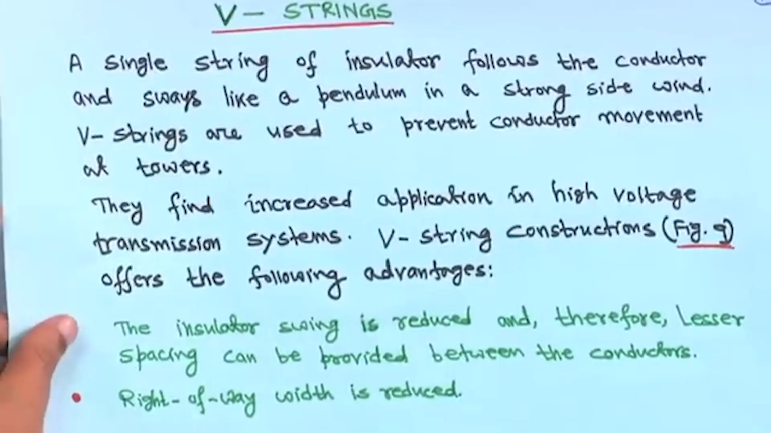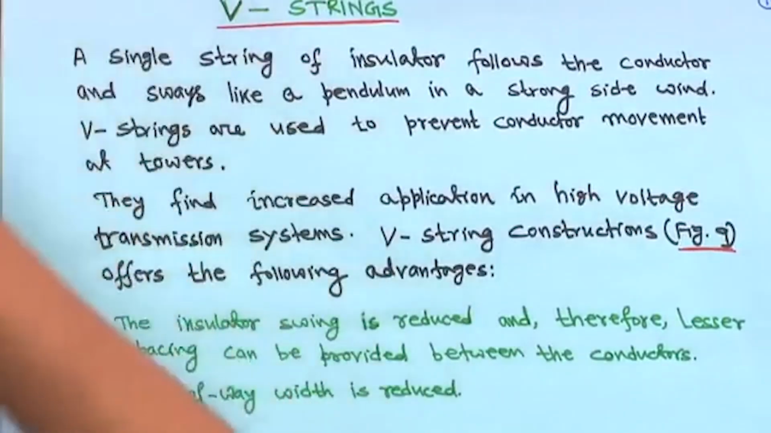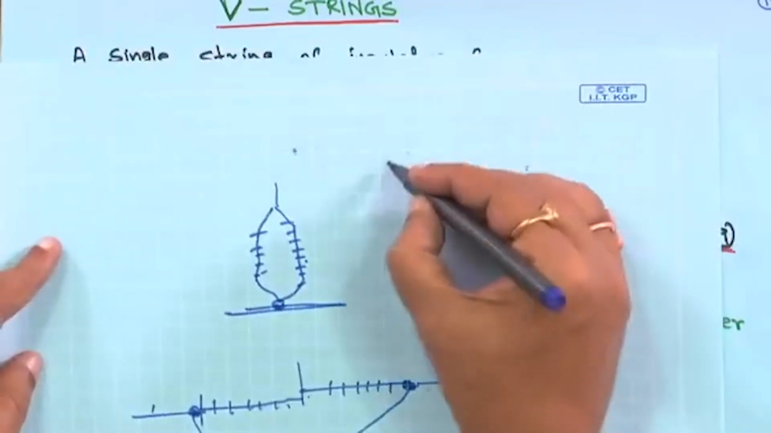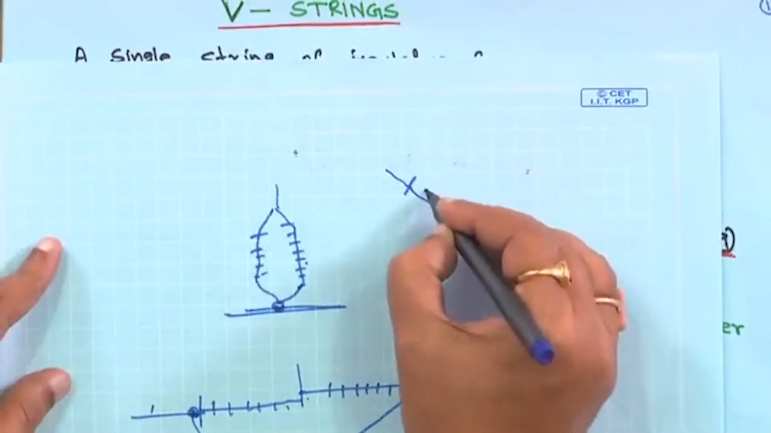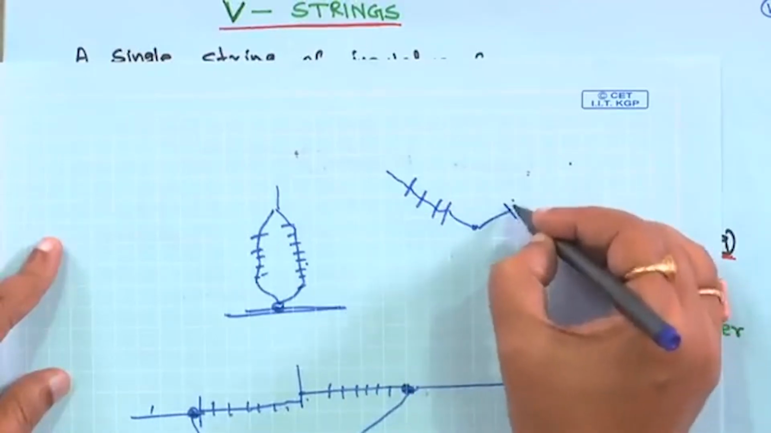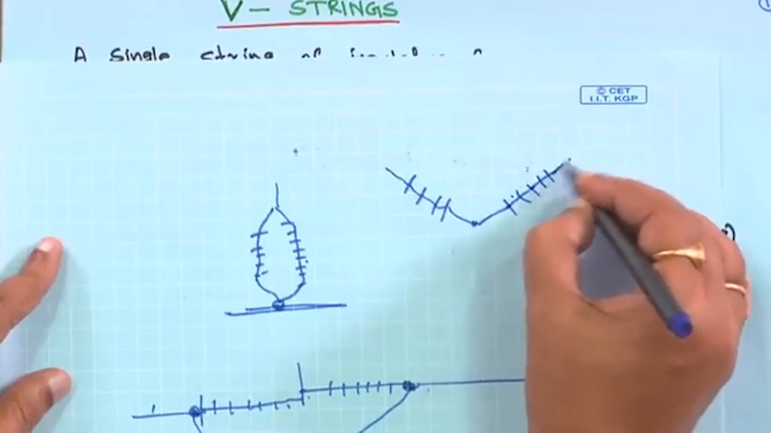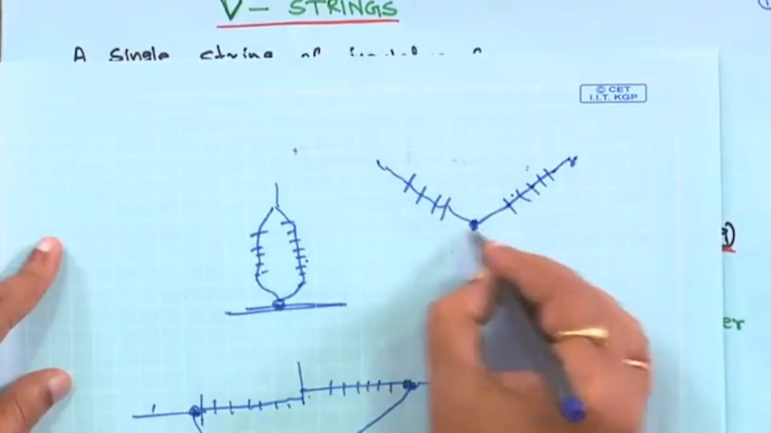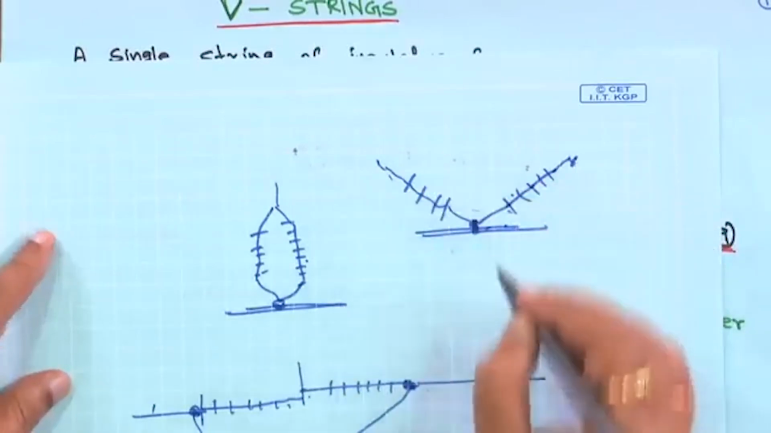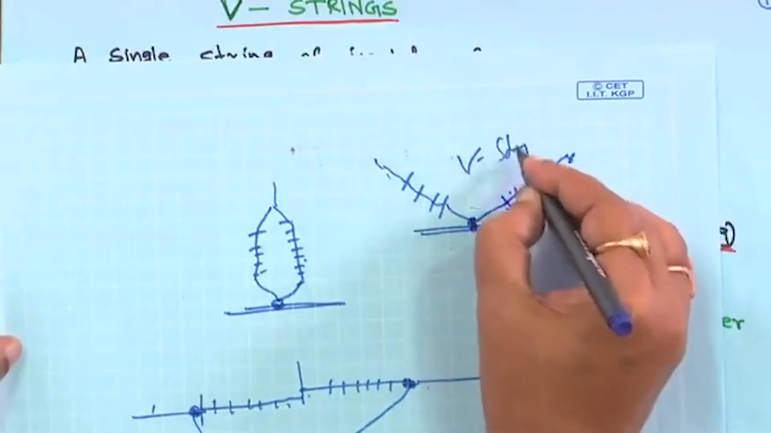Now, another thing is the V connection, V strings. Let me see if I have any diagram for V strings, I can show you. I think I have missed it somewhere. A V string means it will be connected like this, and on the other side the insulator will be like this. These are all the pieces of the string, and this is the conductor point. The conductor will be connected here, and this is actually the V string.